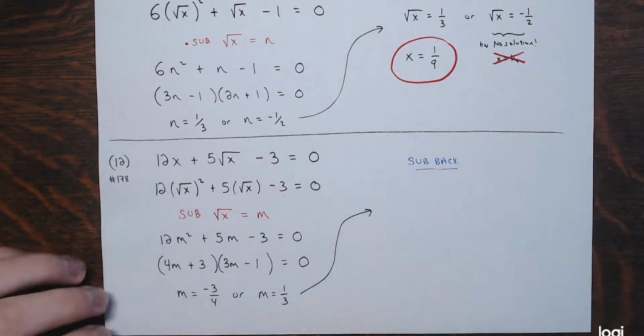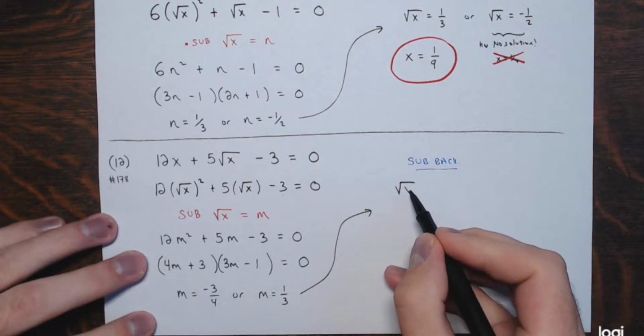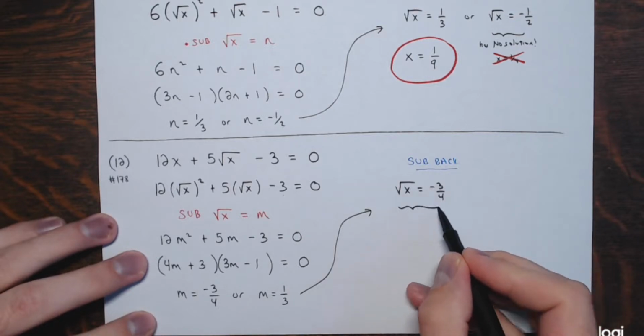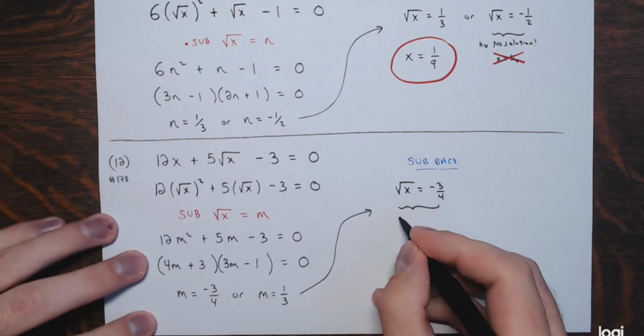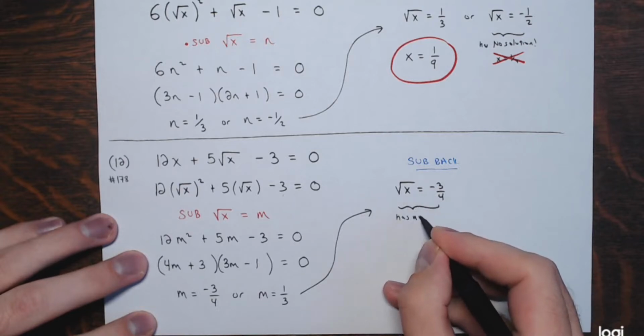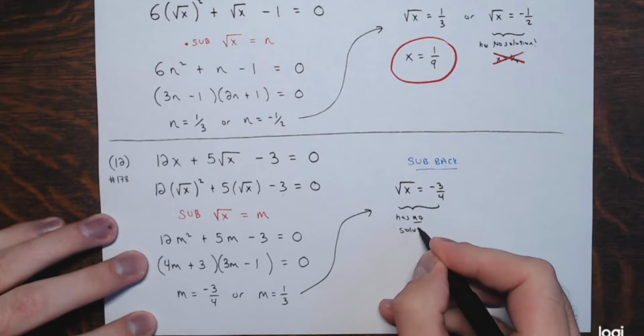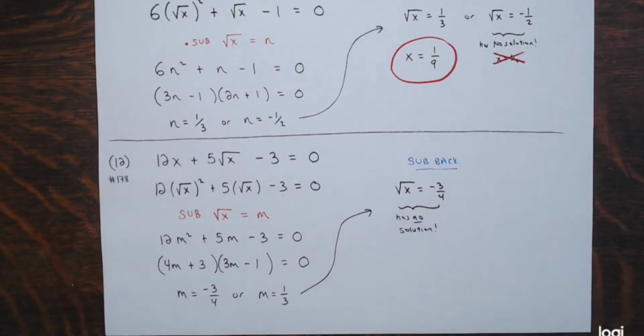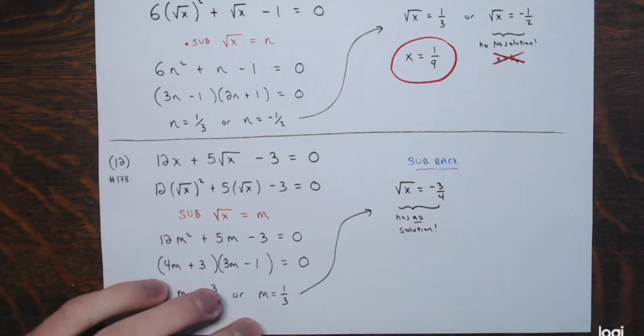So the first one is, the square root of x equals negative 3/4. And once again, this particular equation has no solution. Even if you were to square both sides and get 9/16, it won't work in the original equation, I promise you.